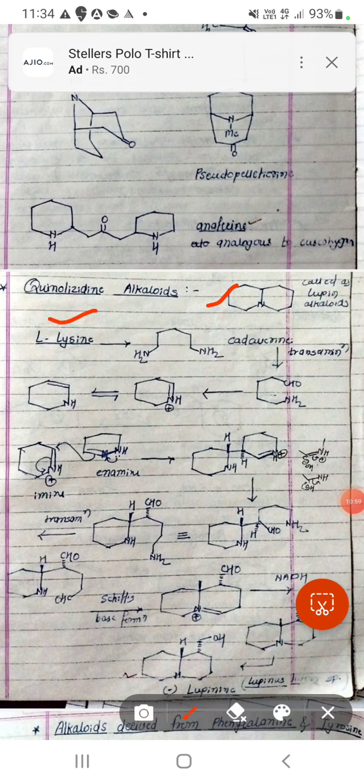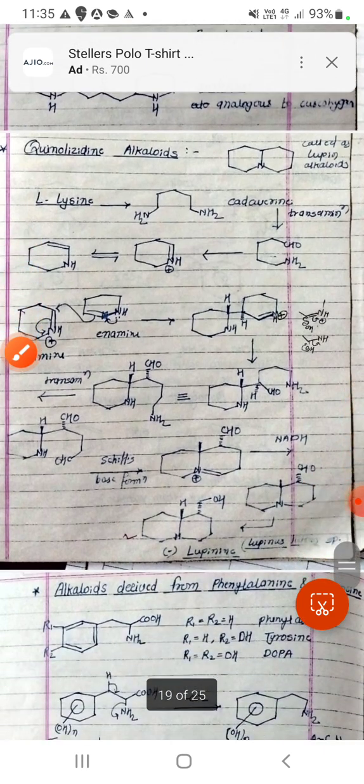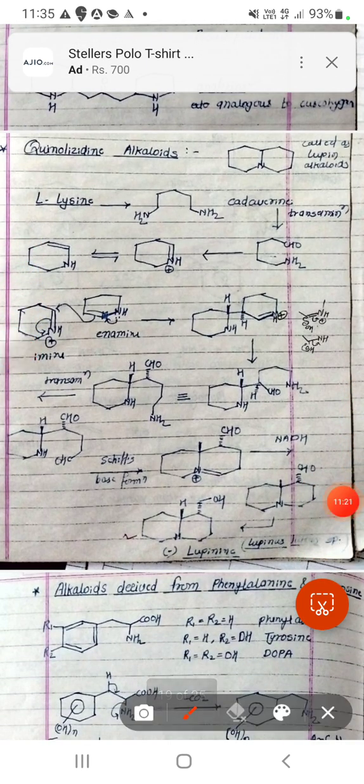The structure we know, L-lysine, how it is converted to cadaverine by decarboxylation using pyridoxal phosphate, PLP. After that, there is a transamination reaction. One of the NH2 is exchanged by a carbonyl group. Then an intramolecular Schiff base reaction gives the 6-membered ring having a nitrogen atom. So this is the intermediate.